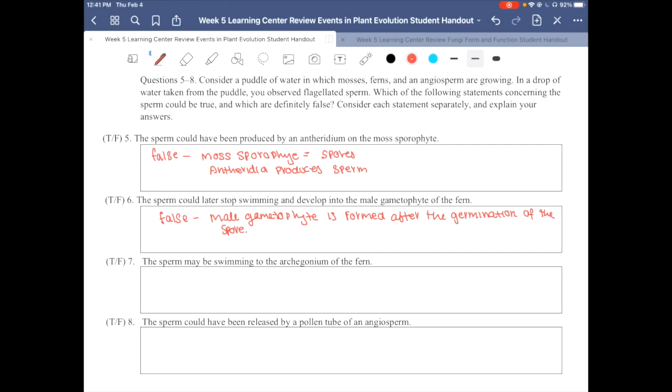And then the next one says the sperm may be swimming to the archegonium of the fern. And this one is true. So this is a true statement. And then the last one is the sperm could have been released by a pollen tube of the angiosperm. This one is false because no angiosperms produce flagellated sperm, and the flagella is what gives them the ability to move.